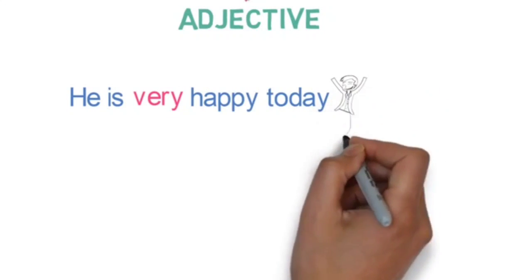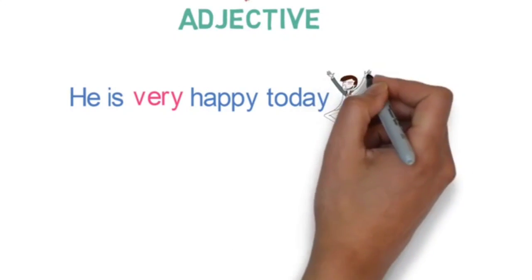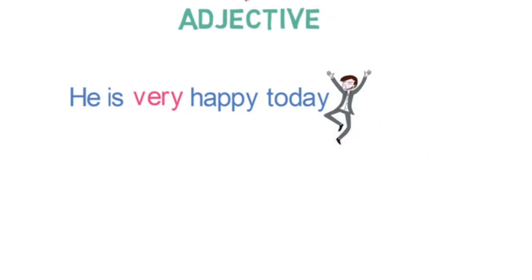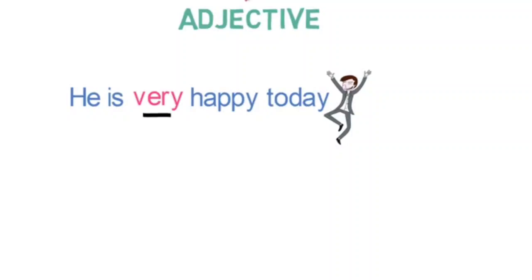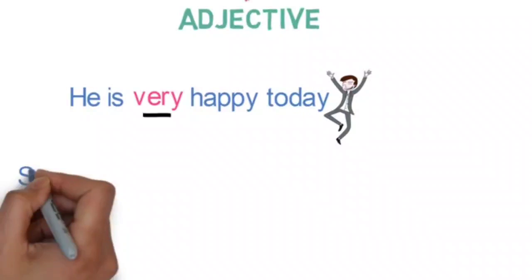Now, what is the adjective here? The adjective is happy. Which word describes the intensity of happiness? Very. So, very is an adverb describing the adjective happy. Look at the next example.